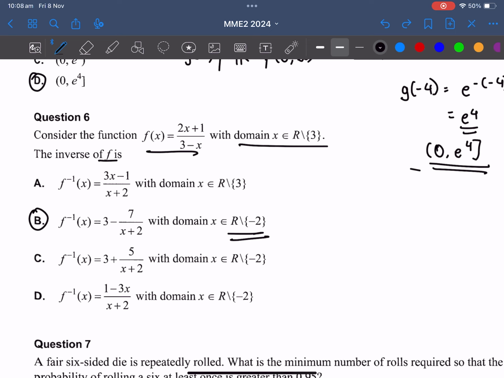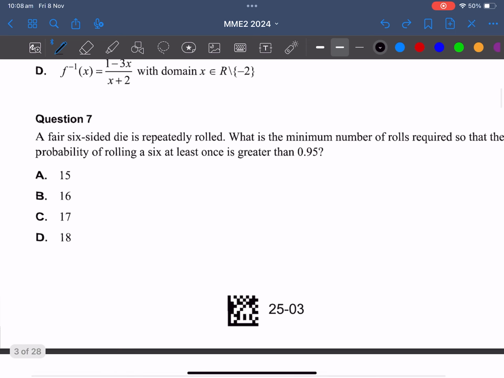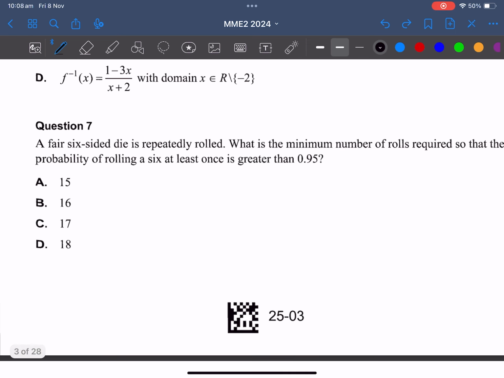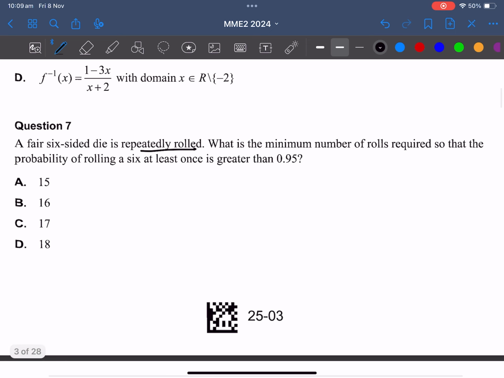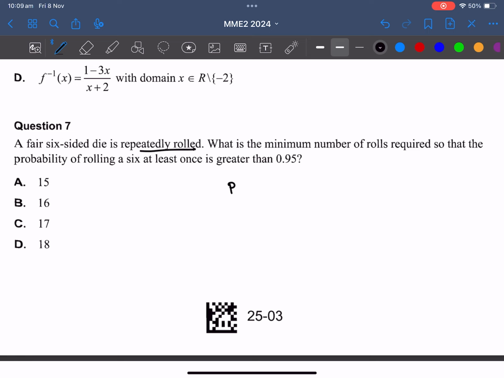Alright, so moving on to the next one. So a fair 6-sided die is repeatedly rolled. What is the minimum number of rolls required so that the probability of rolling a 6 at least once is greater than 0.5? So our probability of success is 1 on 6, and probability that x is greater than or equal to 1 is 0.5.